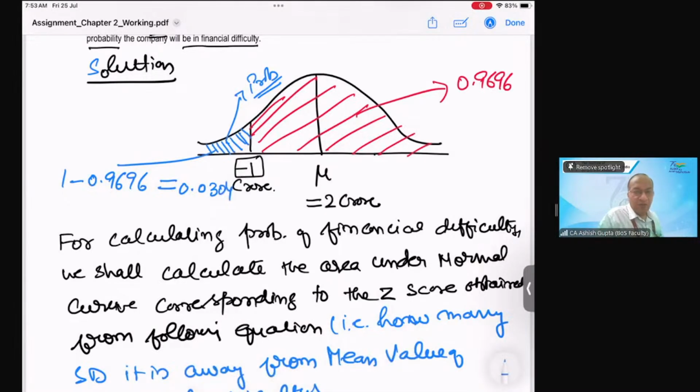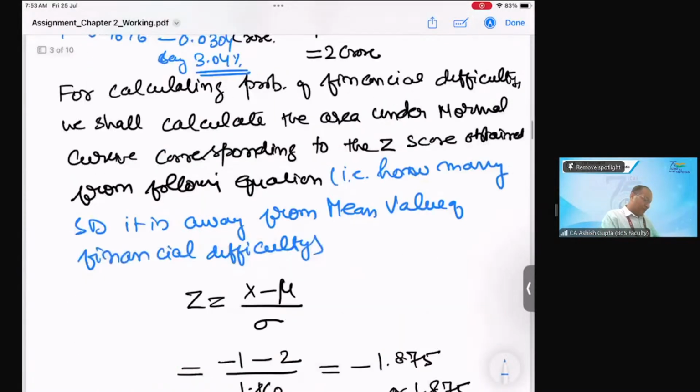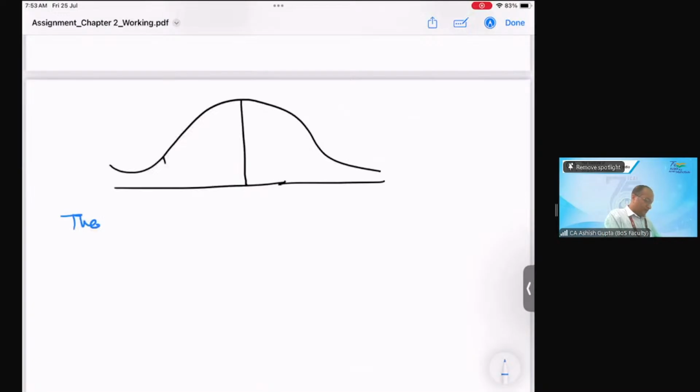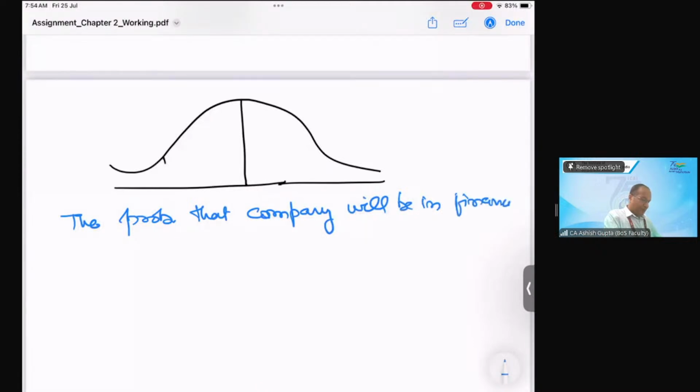Okay, this value comes 0.304, or say it is 3.04%. Okay, students, so we can say that the probability that the company will be in loss, will be in financial difficulty, is 3 point this. Okay, students, I hope it is clear to you all.